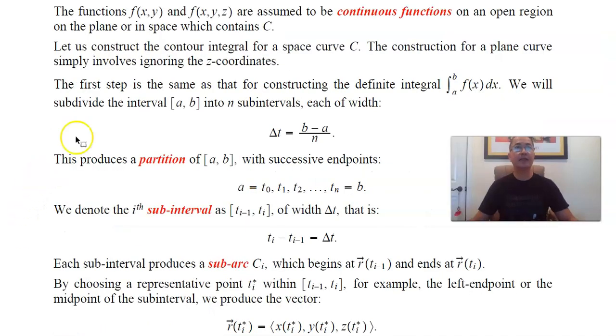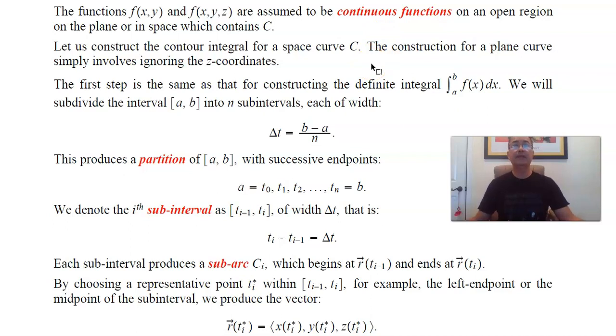All right, so c is our domain, and of course our functions are assumed to be continuous on the curve. That means that we need them to be continuous on an open set which is slightly bigger than our curve. Okay, so what does this contour integral mean?